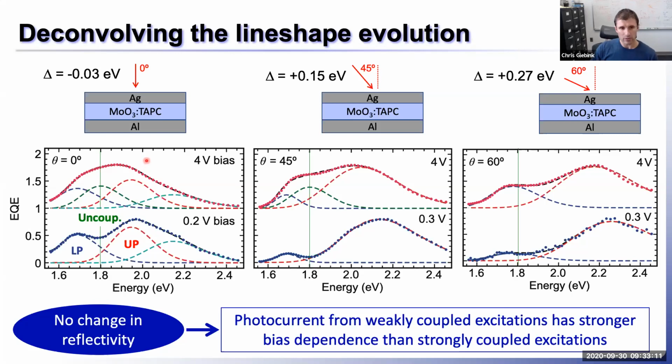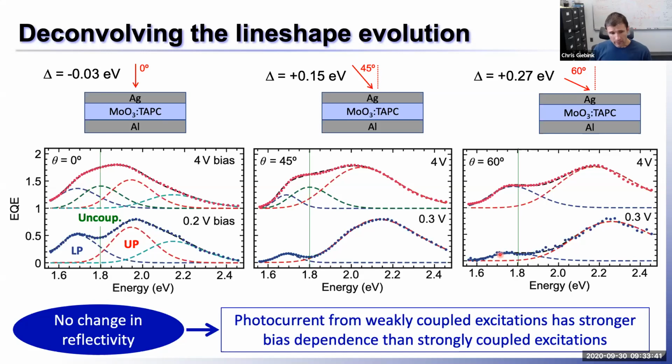Now, it turns out that this changes depending on the angle at which you excite your cavity. If you excite at normal incidence, for example, which is very close to zero detuning, you see this. But as you go towards higher angle, so this is now going to positive detuning of the cavity mode, in this case we don't see any contribution from the uncoupled excitation. We're able to explain the photocurrent spectra solely with the lower and the upper polariton contributions.